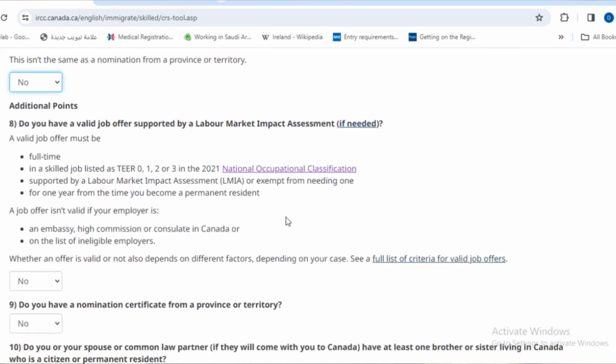And then, do you have a valid job offer? Not just nurses, but any profession at all that you need a qualification to practice in Canada, or a license or certificate of registration. Do you have a valid job offer supported by a labor market impact assessment? So for me, I don't have a job offer, so it's either a yes or a no. Do you have a nomination certificate from a province or territory? Have you been nominated by a province? For me, that's going to be a no.